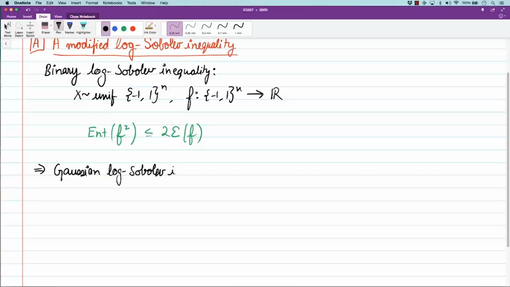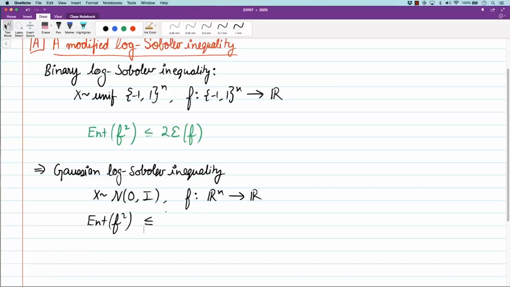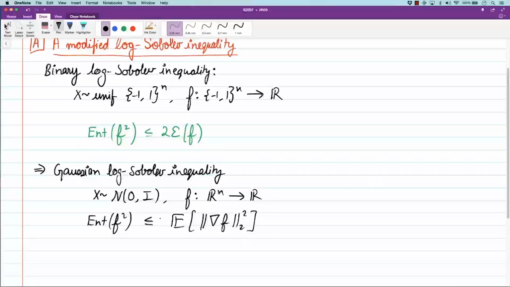log-Sobolev inequality, which again looked at x being Gaussian with mean 0 and identity variance, and again f was a function from R^n into R. So this inequality said that the entropy of f squared is less than or equal to the expected value of the gradient of f squared times that.